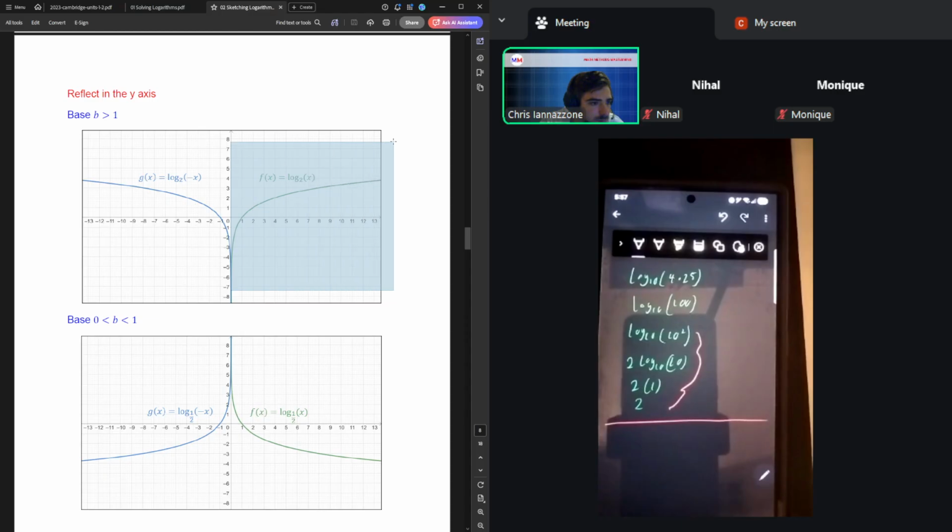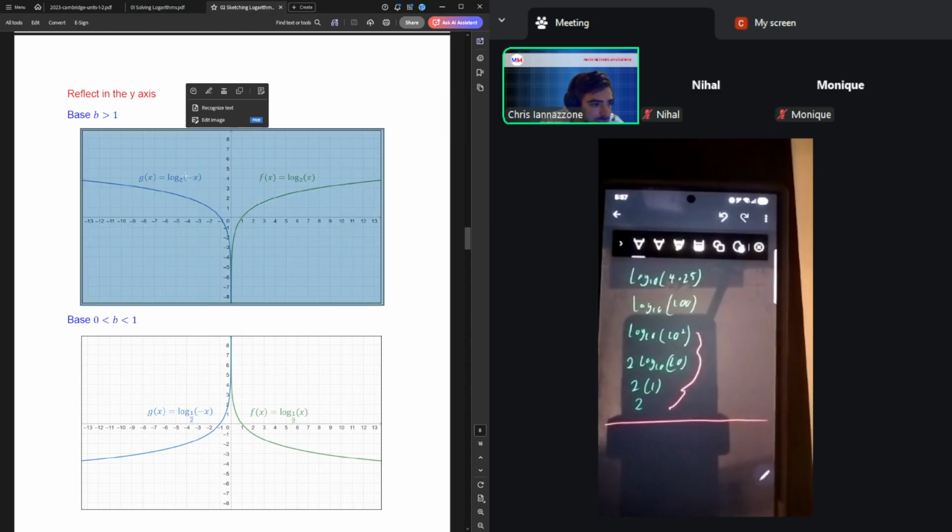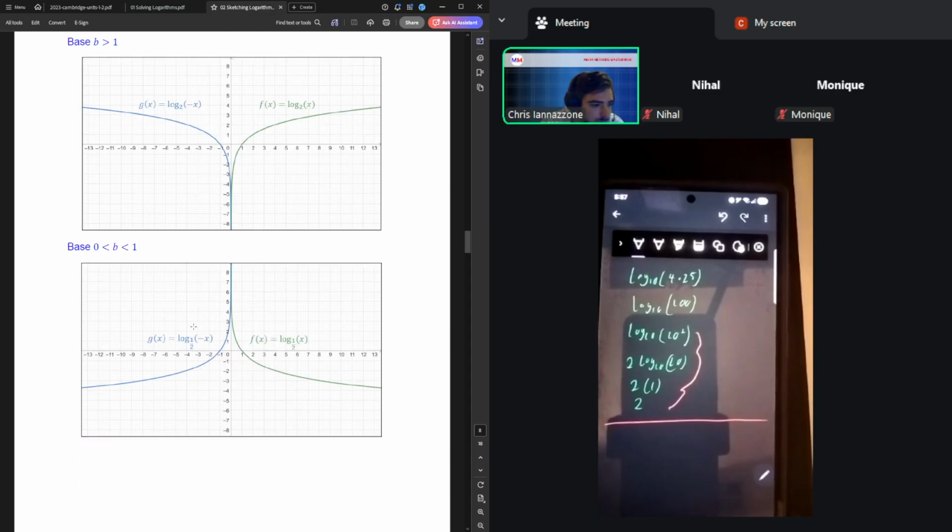Similar thing going on here. Base greater than 1. If you have the negative on the x, you are flipping horizontally. Negative on the x, you are flipping horizontally with respect to whatever you started with.